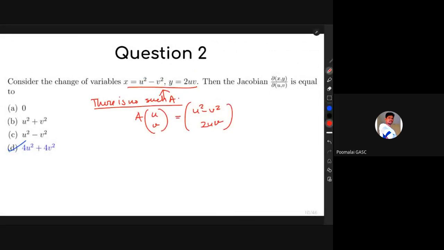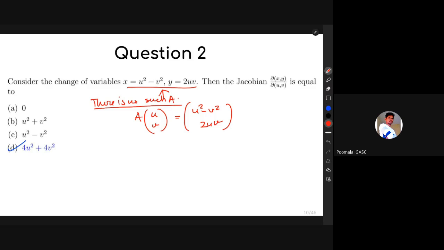If you can write your change of variable transformation as a matrix multiplication, then it is a linear transformation. And any linear transformation can be written as a matrix multiplication. Those two are if and only if statements. But not every change of variable transformation is linear. That is also true.